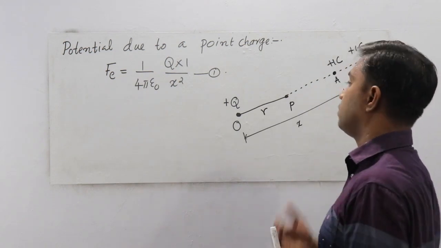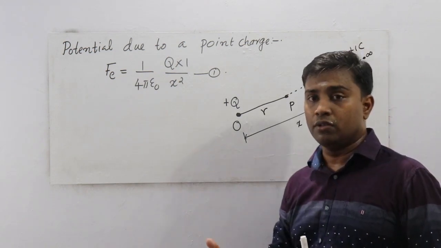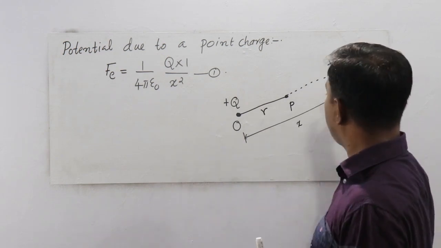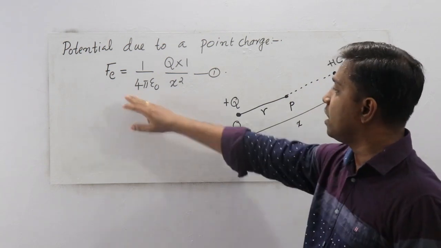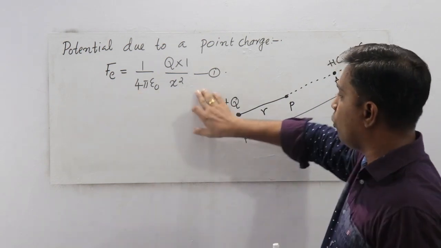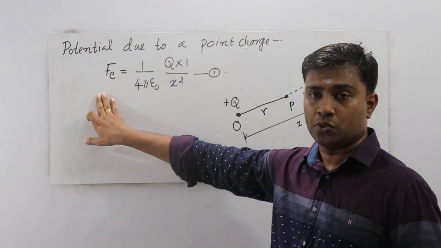So in order to bring a charge from infinity to point P, at least we need to give the same amount of force as the electrostatic force.